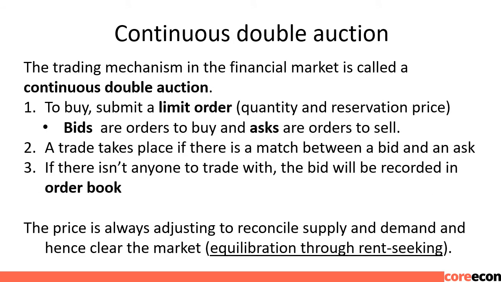Continuous double auction. The trading mechanism in the financial market is called a continuous double auction. 1. To buy, submit a limit order, with a quantity and reservation price. Bids are orders to buy and asks are orders to sell. 2. A trade takes place if there is a match between a bid and an ask. 3. If there isn't anyone to trade with, the bid will be recorded in the order book. The price is always adjusting to reconcile supply and demand and hence clear the market. Equilibration through rent seeking. If more trades take place at a higher price, the share price will go up.